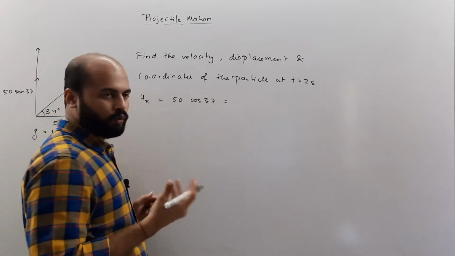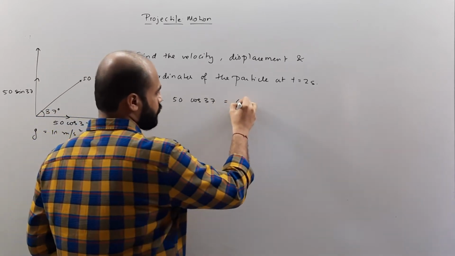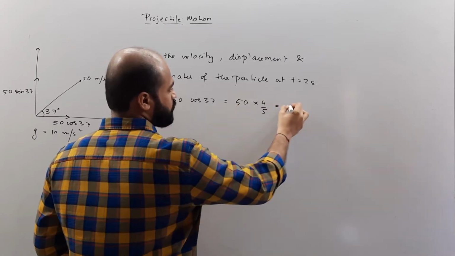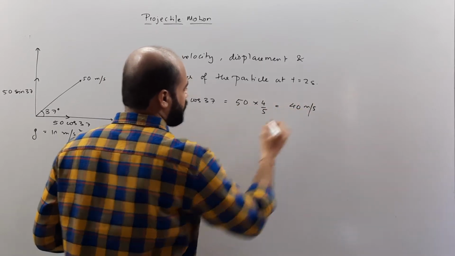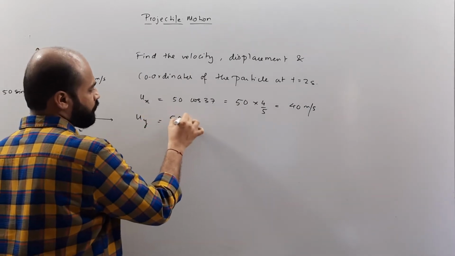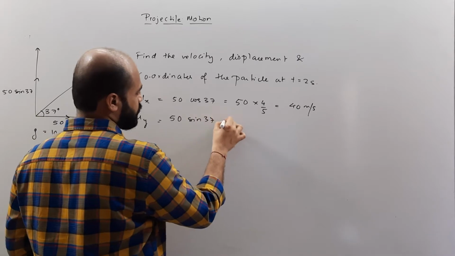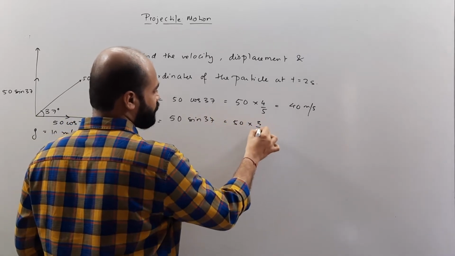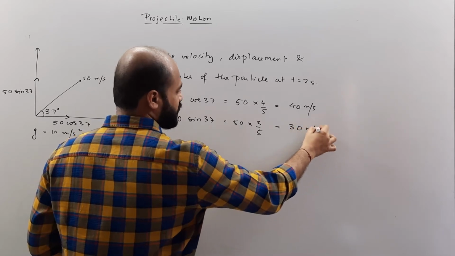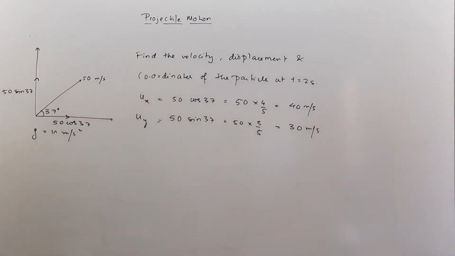Now cos 37 is 4 by 5, so let's write it 50 into 4 by 5, which will give us 5 tens are, so it will be 40 meters per second. And as far as the vertical component is concerned, we can write it as 50 sin 37, 50 into 3 by 5, that is 30 meters per second. So Ux and Uy we already have.